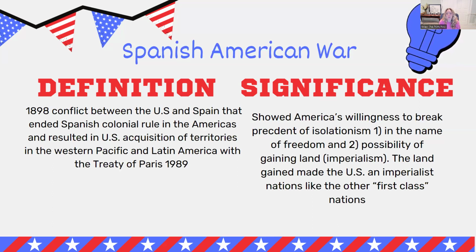1898. This showed America's willingness to break the precedent of isolationism for two reasons. One, in the name of freedom, and two, possibility of gaining land or imperialism. So once again, anytime we break our precedent of neutrality or isolationism, what historians want to know is like, why? What was clearly so important that you had to do that? And so it shows us what America values and what it's willing to risk to get that. And those are the two reasons that we can see here. And the land gained here made it possible for the United States to enter that new level of being like a first-class imperialist nation.